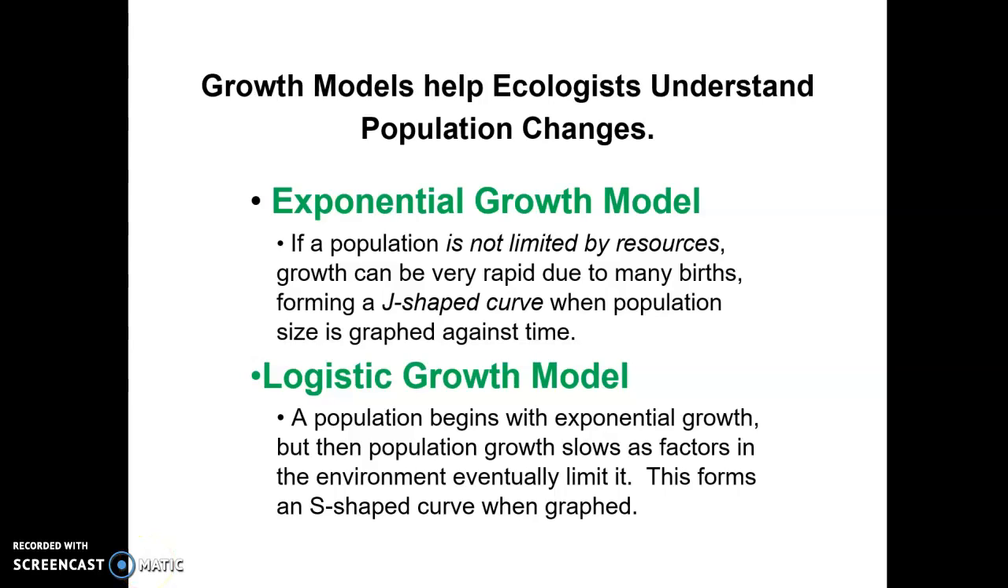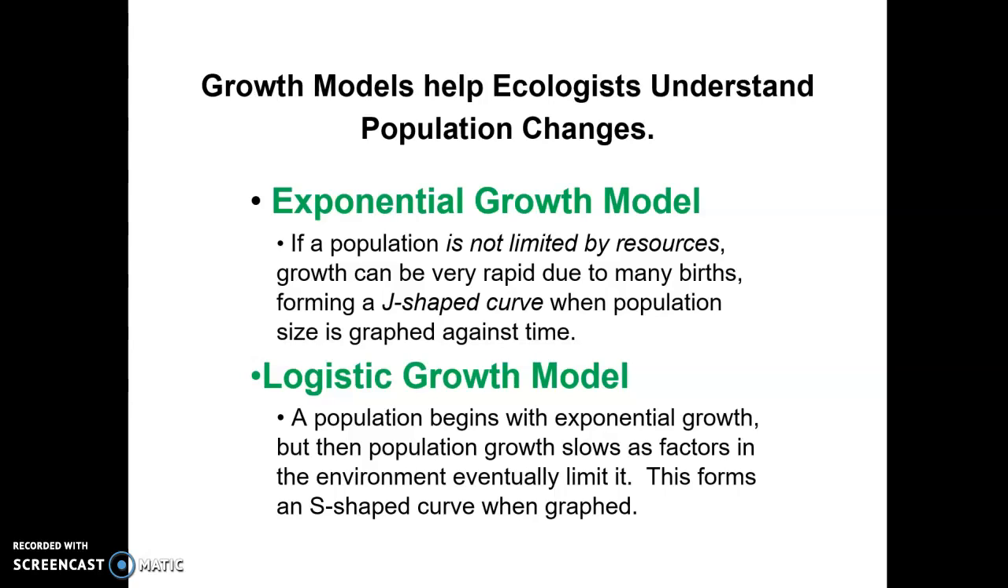So continuing with Chapter 4, this is the 5th screencast, and it's about the use of growth models, population growth models. And as it says here in the caption, these models help ecologists understand population changes. These are mathematical models, and they allow scientists to predict changes in population size by understanding population size changes that have occurred in the past and applying mathematical formulas to what might happen in the future.